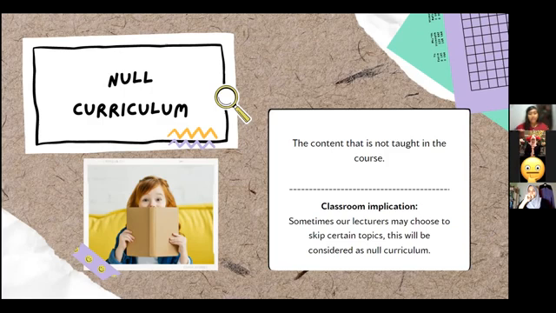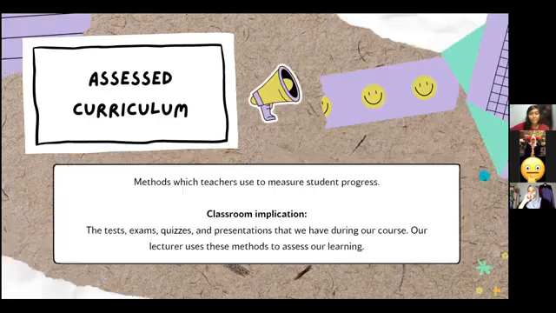And then the next one is the assessed curriculum. So assessed curriculum is also known as the tested curriculum. It is based on the methods which teachers use to measure the students' progress.